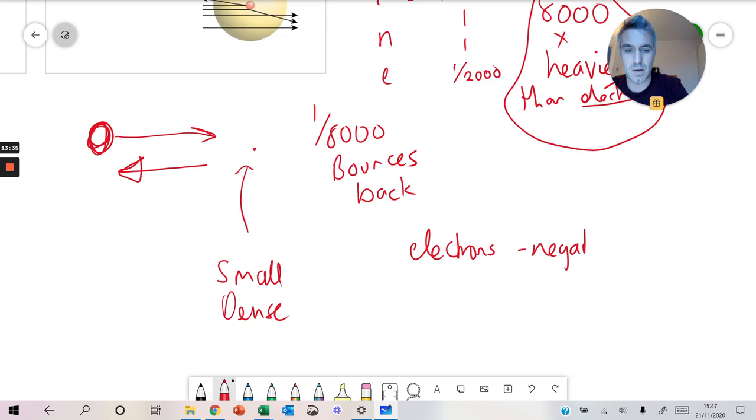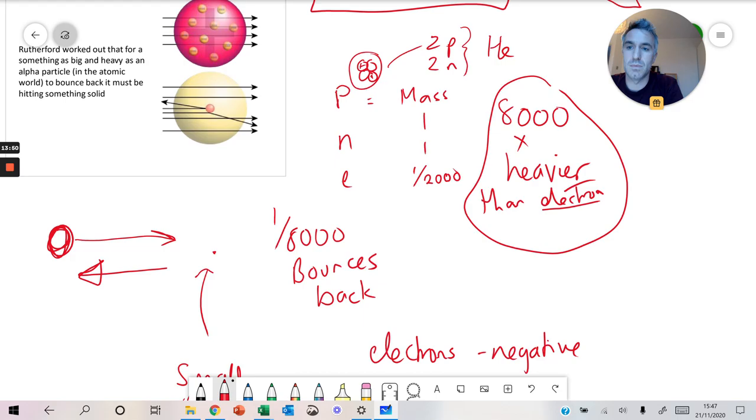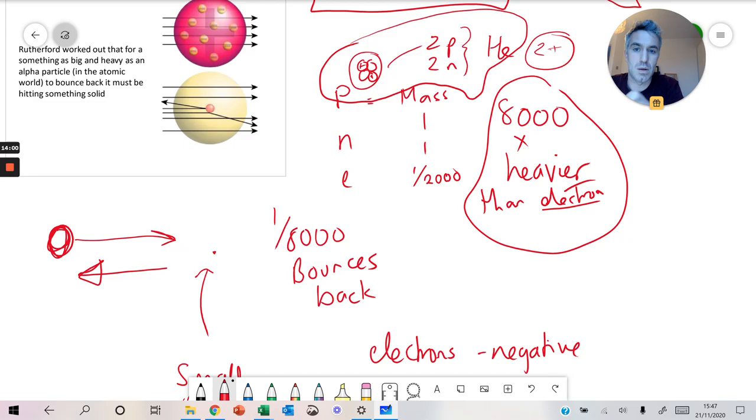Well, for these to bounce back, this here, oh, missed one thing. This thing here, if this alpha particle is made from two protons and two neutrons, what's the charge of an alpha particle? Plus two. An alpha particle is positively charged.